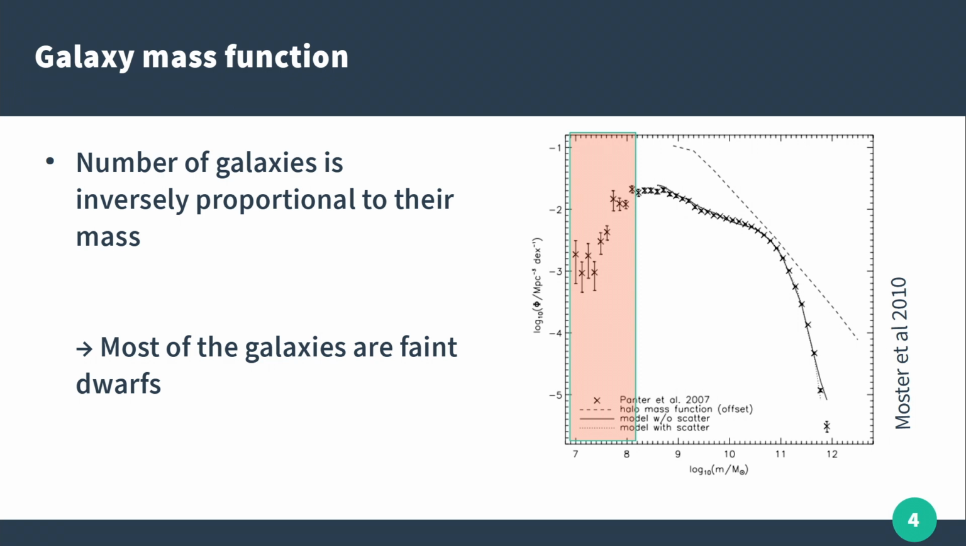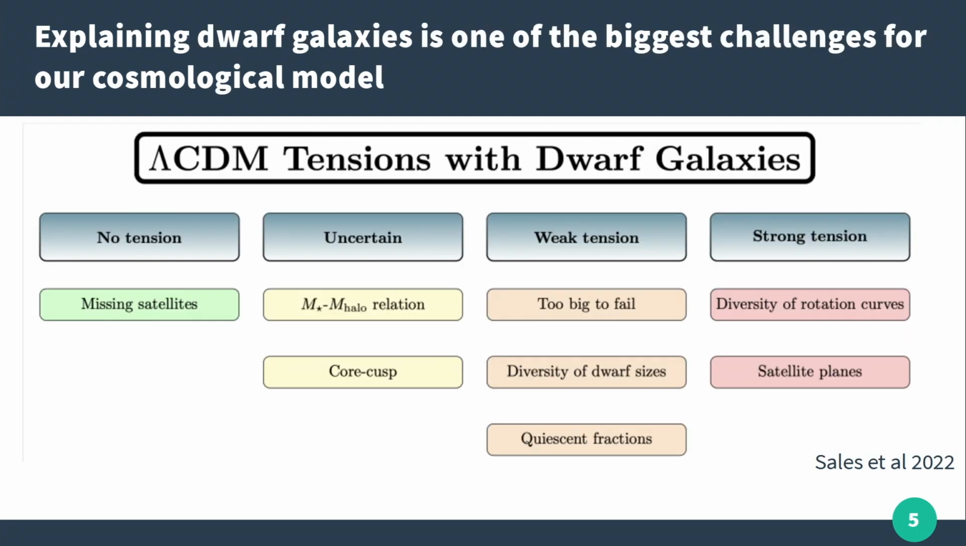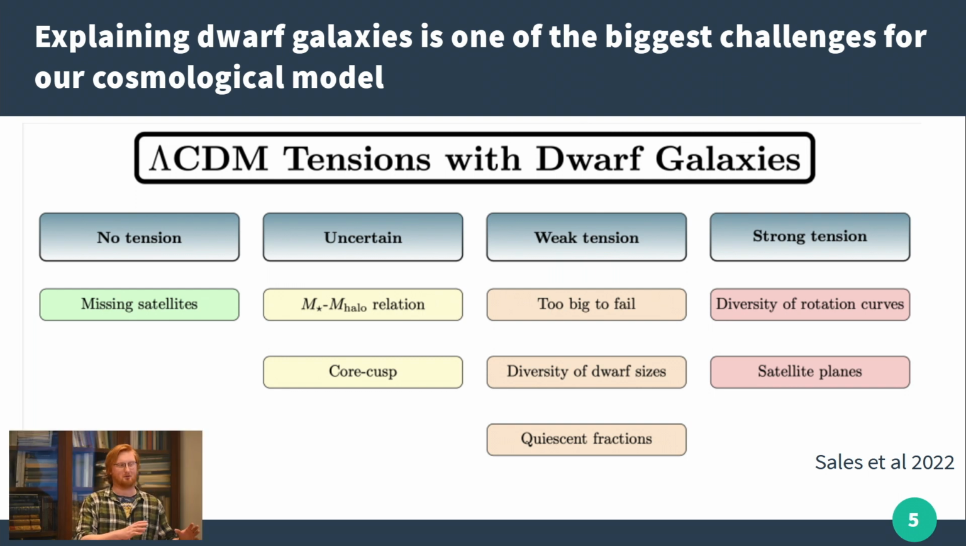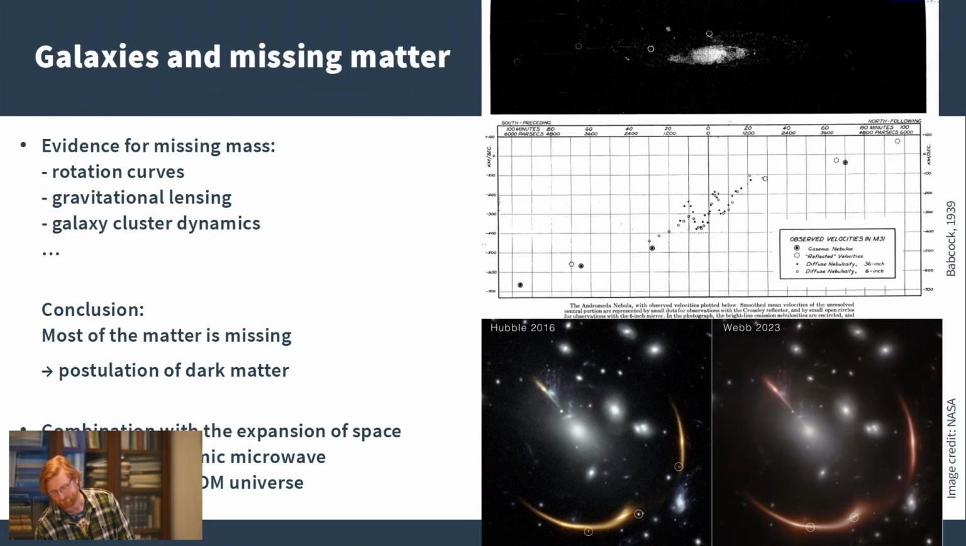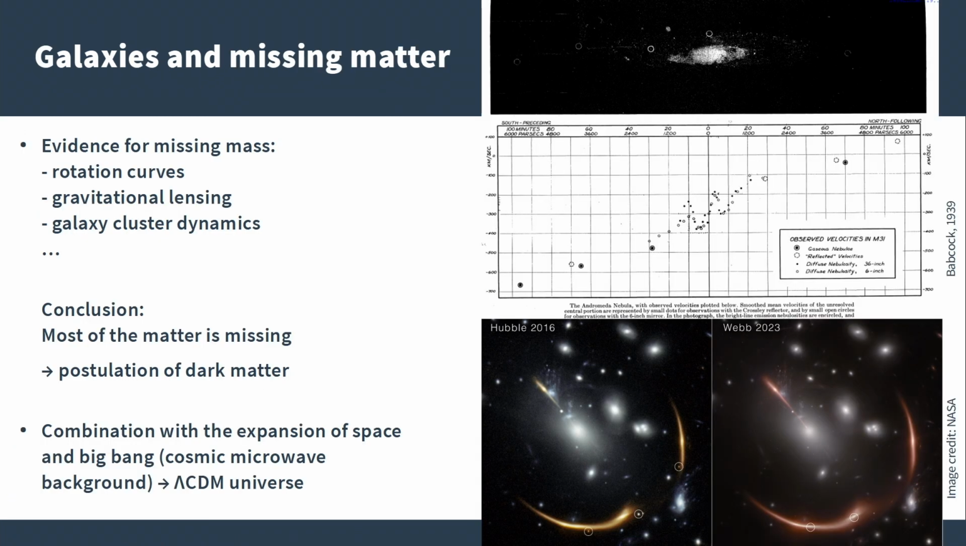To make it even more understandable why we want to study these galaxies, many of the current tensions between the observable universe and our best cosmological models are related to dwarf galaxies. Don't try to understand this yet. We will come back to this slide after I first explain what our cosmological model is and how we came up with it. Okay. First, about galaxies.